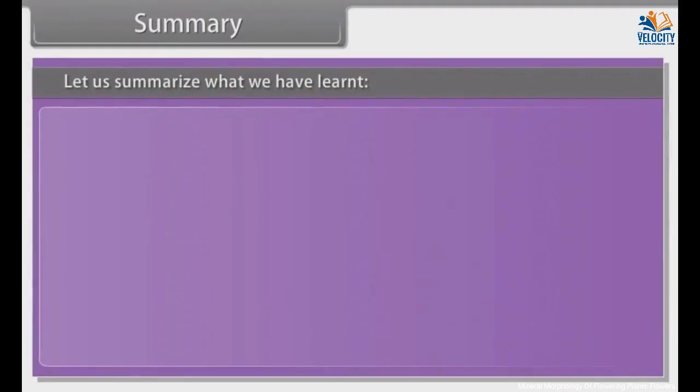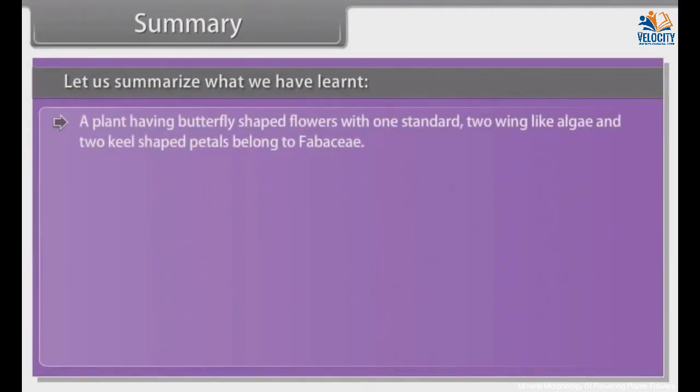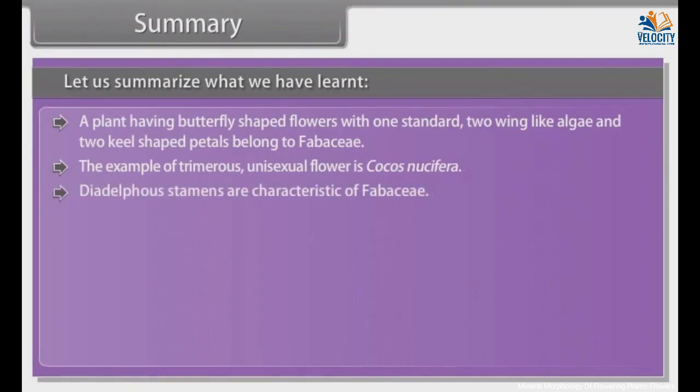Summary. Let us summarize what we have learned. A plant having butterfly-shaped flowers with one standard, two wing-like petals and two keel-shaped petals belongs to Fabaceae. The example of a trimerous, unisexual flower is Cocos nucifera. Diadelphous stamens are characteristic of Fabaceae.